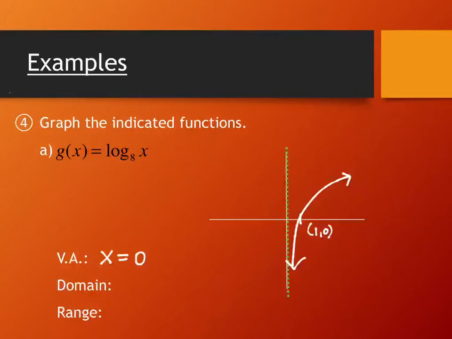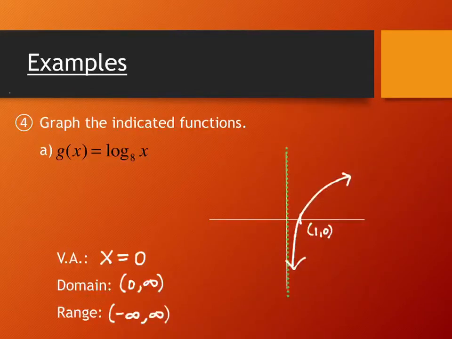What's my domain? Close. It's 0 to infinity, because 1 would only give me this part of the graph. So I have to get all the way over here to x equals 0 to get me that bottom part of the graph. So my domain is 0 to infinity. What's my range? Right, negative infinity to infinity.